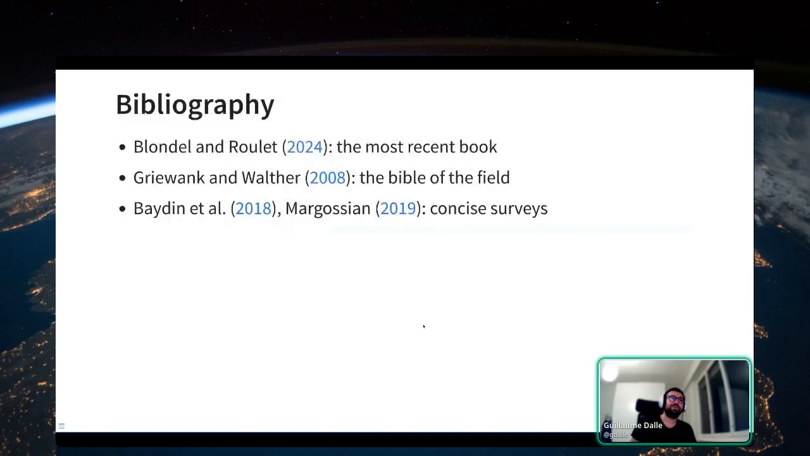Now, I've added a few bibliographic references, including the latest book by Mathieu Blondel and Roulet, which is really amazing in terms of the breadth of things that it covers.